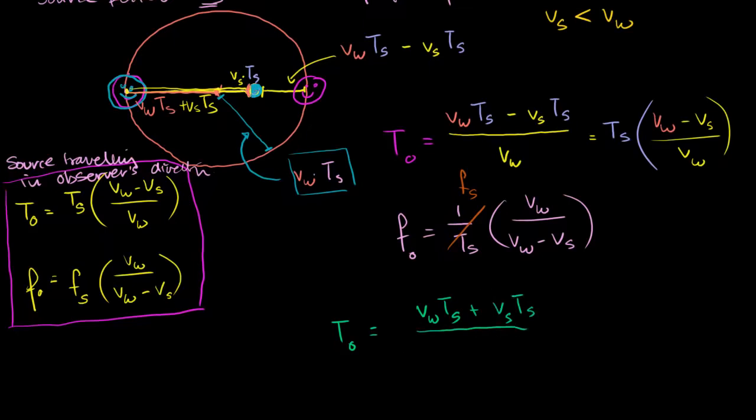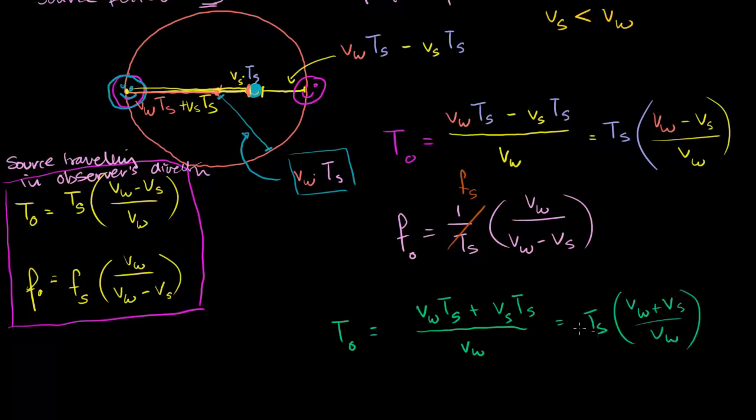And then you divide it by the speed of the wave, by the speed of each of the crests, which is just the velocity of the wave. We can just factor out the t sub s and say this is t sub s times v sub w, the velocity of the wave, plus the velocity of the source, divided by the velocity of the wave.